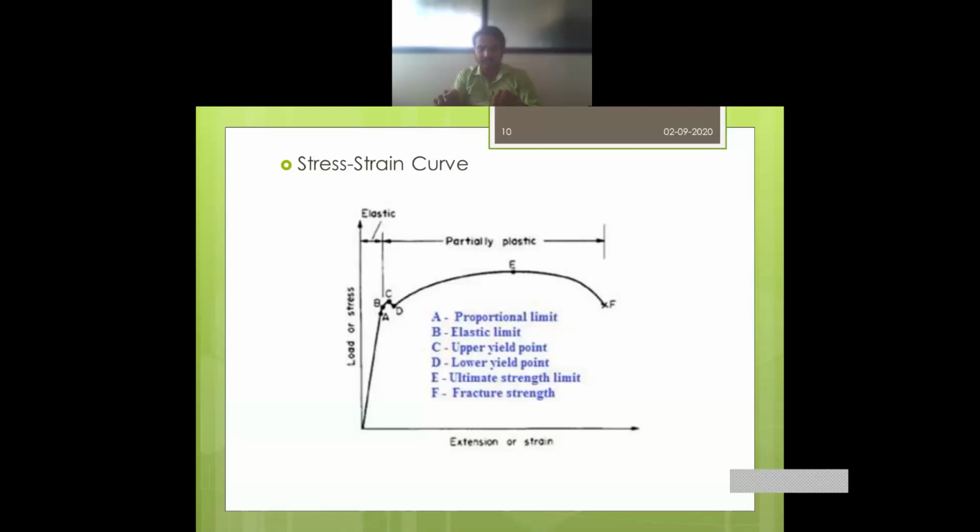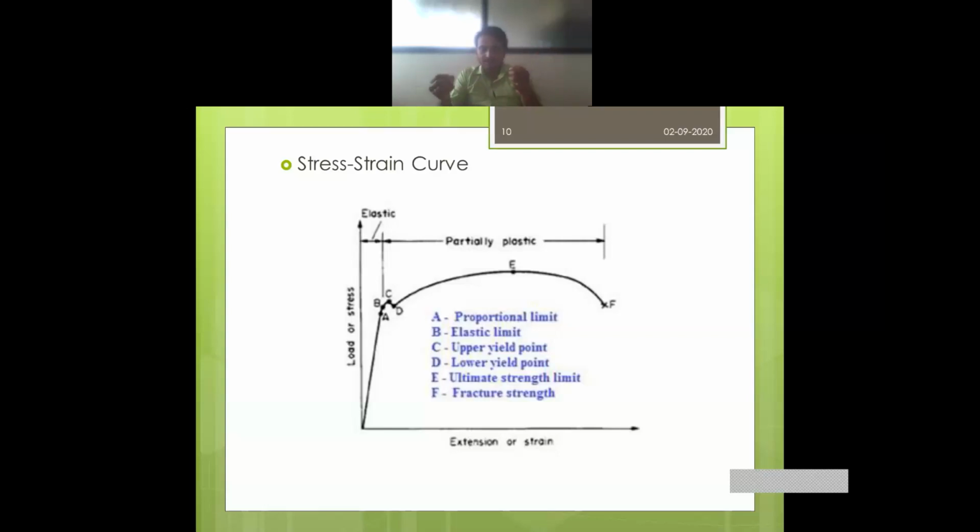So when the material is in the elastic state, whenever we unload the material, it will come back to its original position. So this state of material is called the elastic state. Suppose I further increase the loading up to B, and then I release the load, it will again come back to its original position because it is in the elastic state.